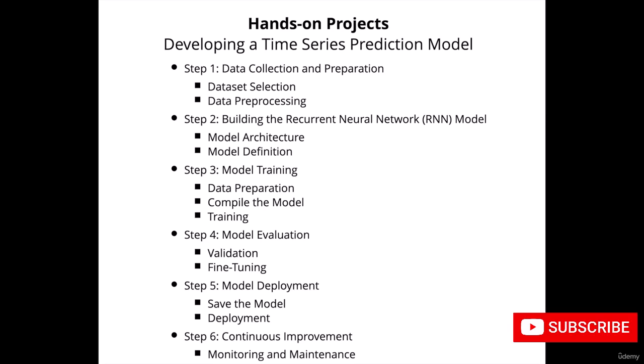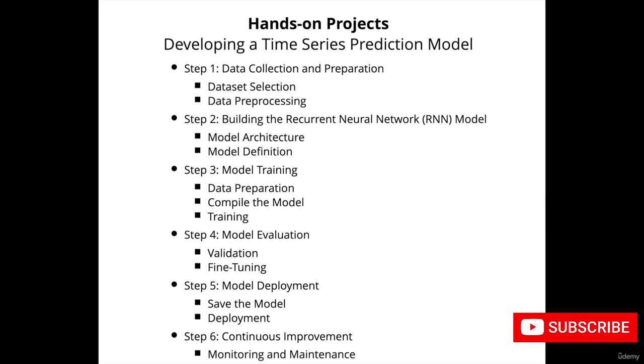Next, fine-tuning. Fine-tune the model architecture and hyperparameters based on validation performance to optimize model performance. Next step is model deployment. Save the trained model, weights and architecture using TensorFlow's save function for future use. Next, deployment. Deploy the time series prediction model using a suitable deployment strategy, such as deploying as a REST API using TensorFlow Serving or Flask.